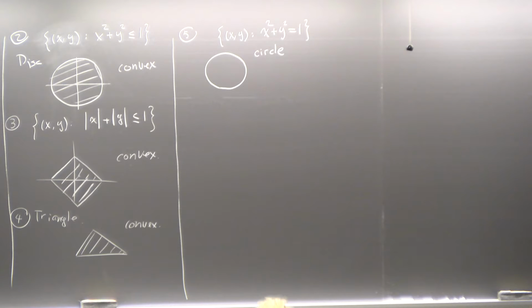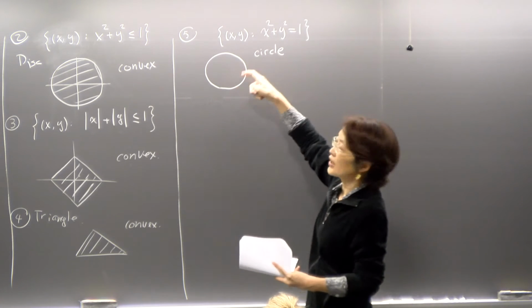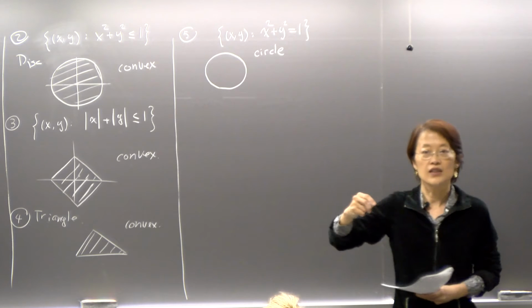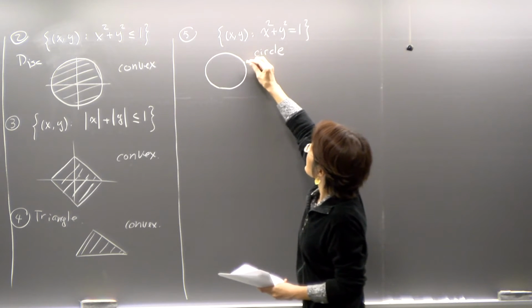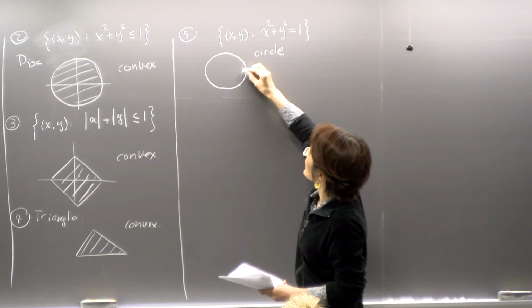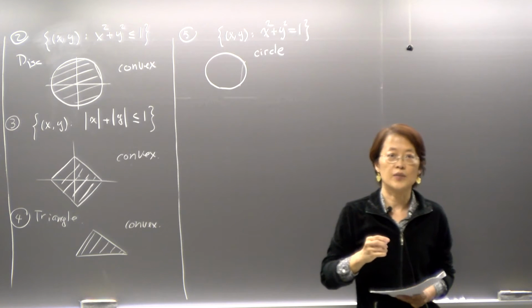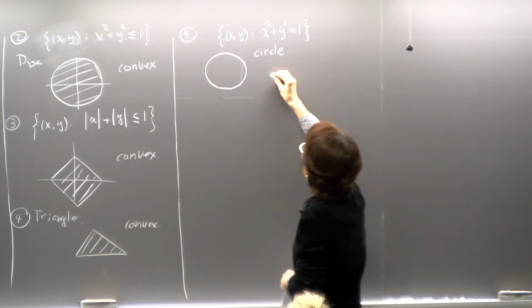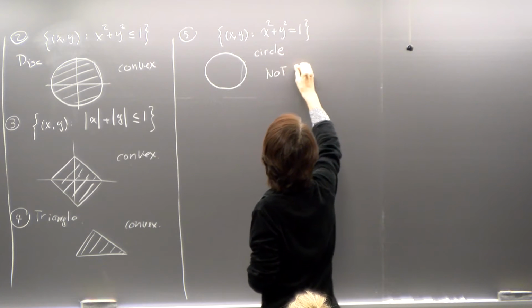In particular, this set has a hole in the interior. Is that right? So you connect 2 points in your set, and you draw a line segment. All those points in the middle are not in your set anymore, right? So that's not convex. Is that clear?